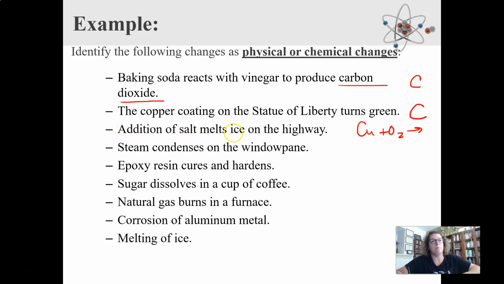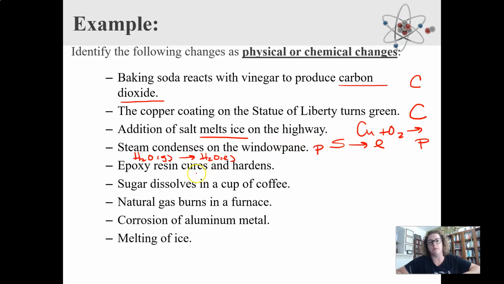The addition of salt melts ice on the highway. Okay, so I'm just taking ice, that's a solid, and I'm melting the ice. So I'm taking solid ice and making it into liquid. Still water, okay? I didn't change the composition of water, so that's a physical change. Steam condenses on a window pane. Like in the morning, if you see a little bit of water drops on your windshield, I've got steam, so I'm talking about water as a gas. And it condenses, okay, so we have a temperature change happening there. It's lowering the temperature, and I'm just taking that water and making liquid water. Still got water. I didn't change the composition of water, so we have a physical change.